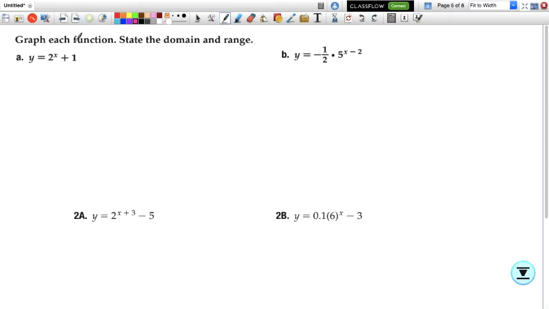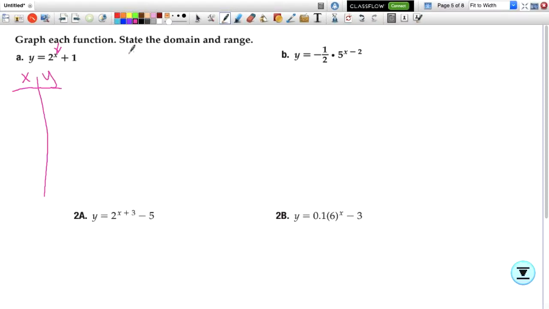So we're asked to graph each of these functions and state the domains and ranges for each. Let's take a look at this first one, okay? Our goal when we do this is we're going to create a table again, just like we did for our other graphs, a little XY chart, and it's going to have 3 points in it.